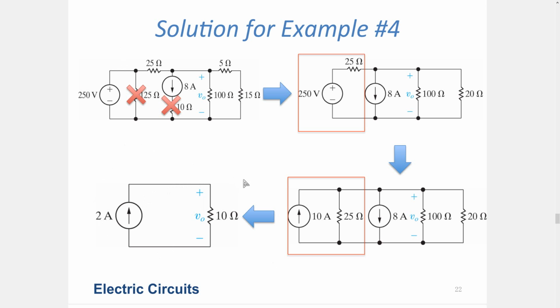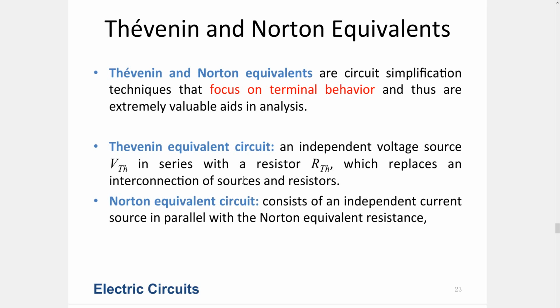It's called the Thevenin and Norton equivalence of circuits. Let us move to the next slide to explore it. Basically, Thevenin and Norton equivalents are circuit simplification techniques that focus on terminal behavior. Most of the time when we are dealing with circuits, we focus on certain portions of the circuit, not every node. Inputs, outputs, whatever. So these approaches basically simplify circuits from the point of view of the nodes of interest. Okay, the focus is on the terminal behavior.